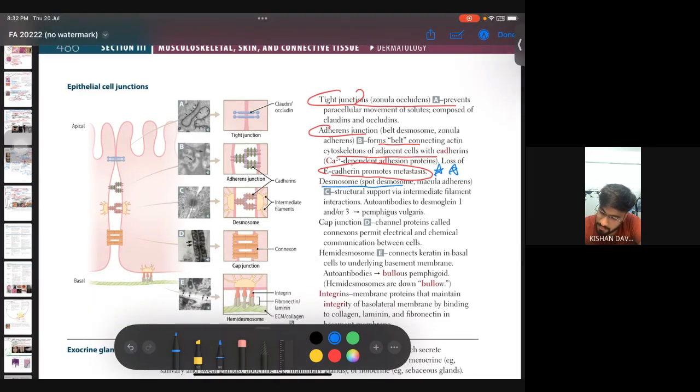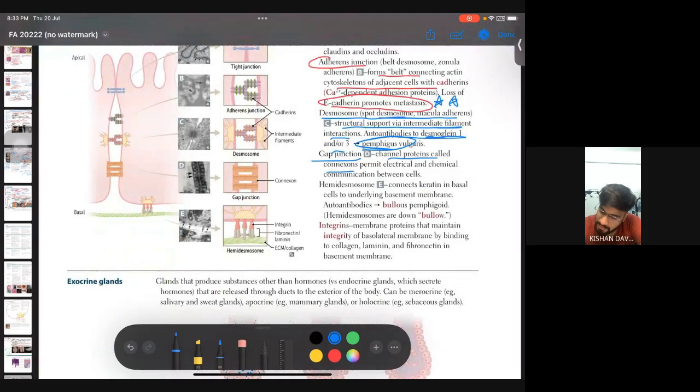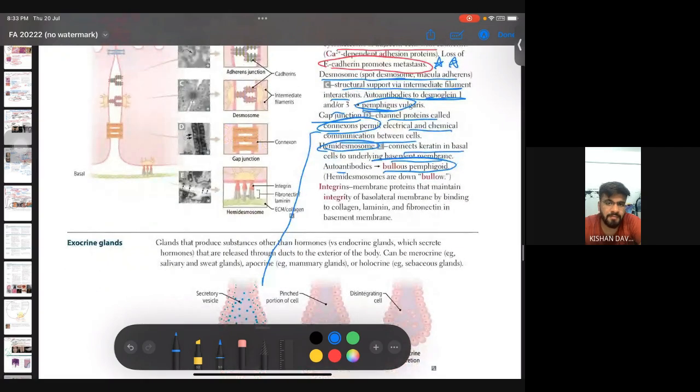Coming to desmosome, structural support via intermediate filaments. Autoantibodies to desmoglein 1 cause a disease that we will be studying ahead: pemphigus vulgaris. Gap junction: channel proteins called connexons. Connexons are very important for electrical and chemical communication between cells. Hemidesmosomes connect keratin in basal cells to the underlying basement membrane. Autoantibodies cause bullous pemphigoid. So pemphigus vulgaris and bullous pemphigoid are the two important blistering disorders that we'll be studying ahead. Integrins are membrane proteins that maintain the integrity of the basolateral membrane by binding to collagen, laminin, and fibronectin in the basement membrane.